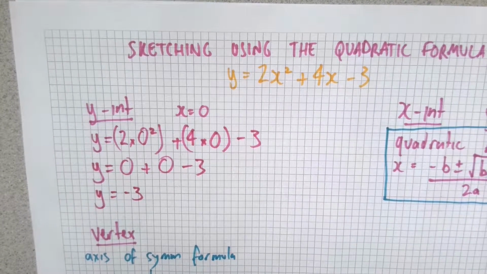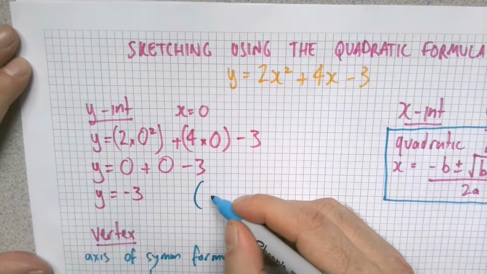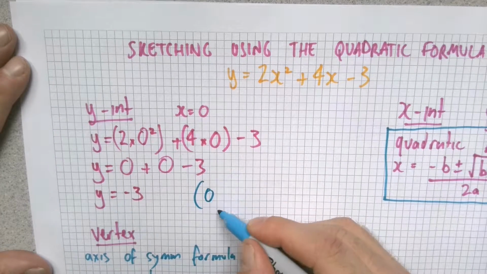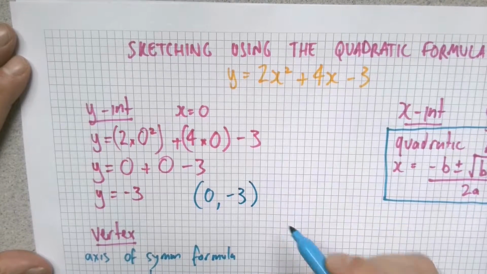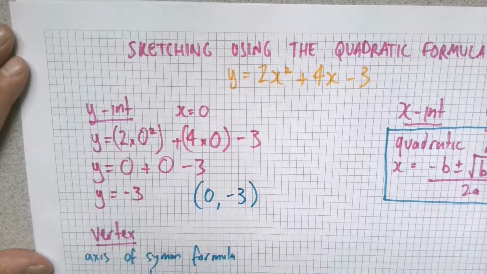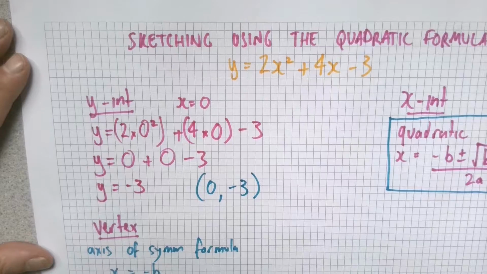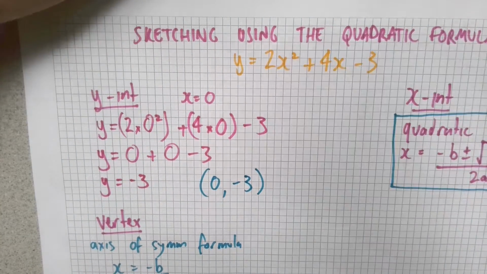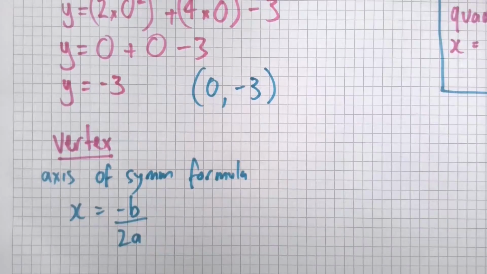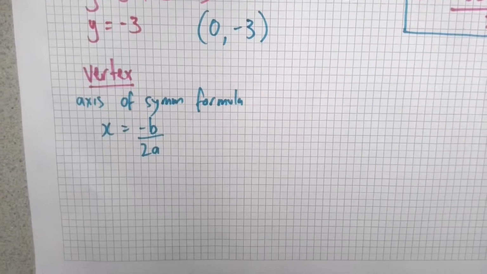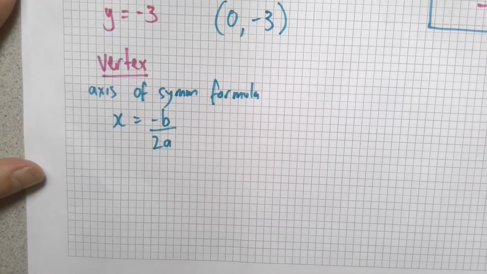And remember, your y-intercept must be in the form of a set of coordinates. So the coordinates for the y-intercept are 0, -3. Okay? Alright, now for the vertex, we're going to work out, so I'll just fix this camera a little bit so you can see it.